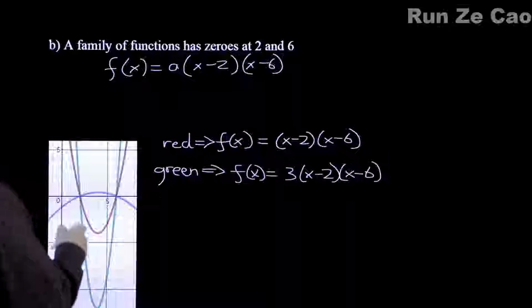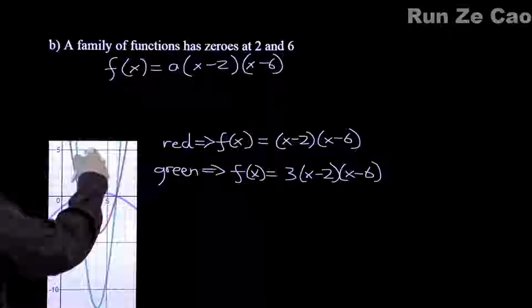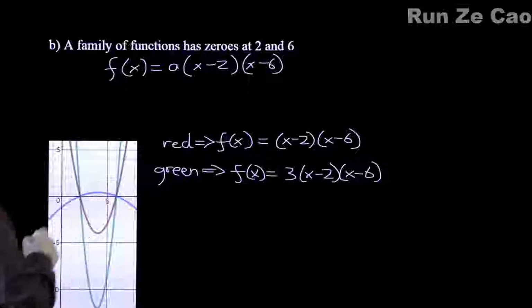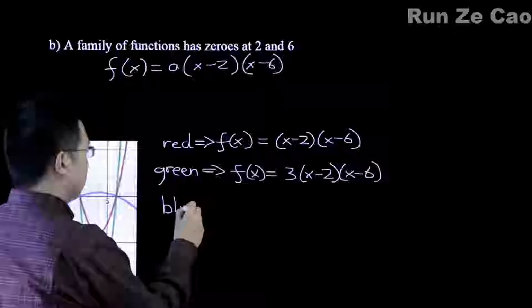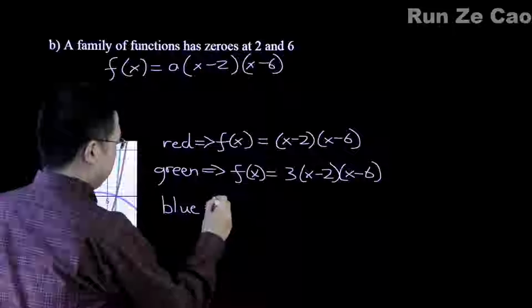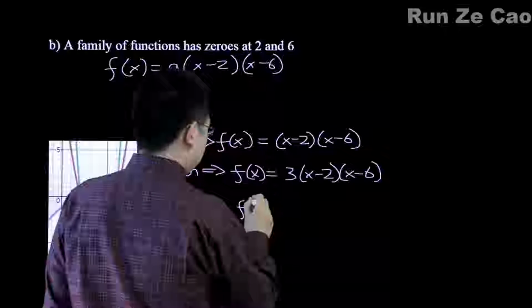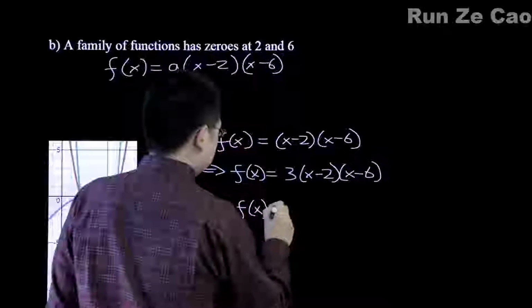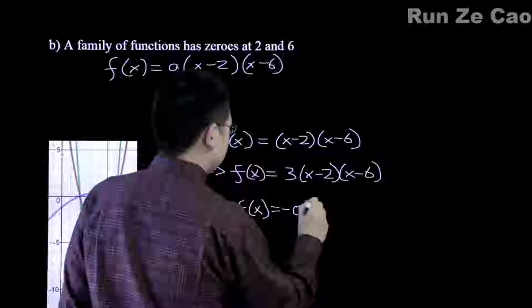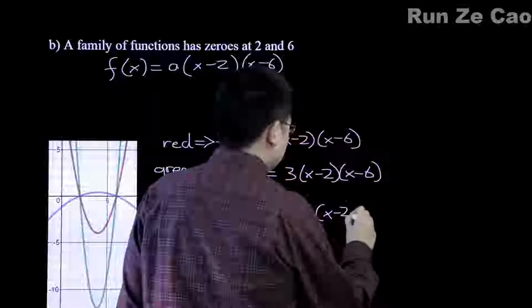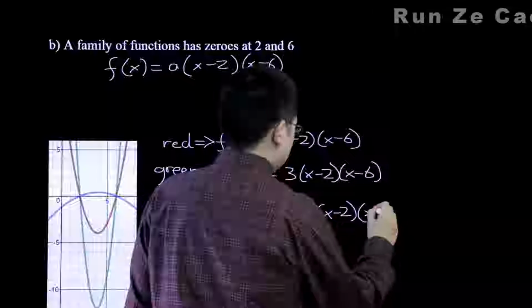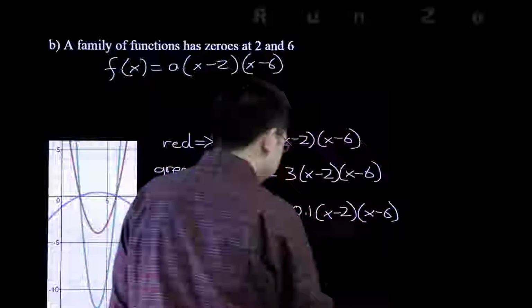And the blue, well, okay, we can flip this over. And it seems to be a little bit under half, so this looks like, most likely, it should be f of x equals negative 0.1 times (x - 2)(x - 6).